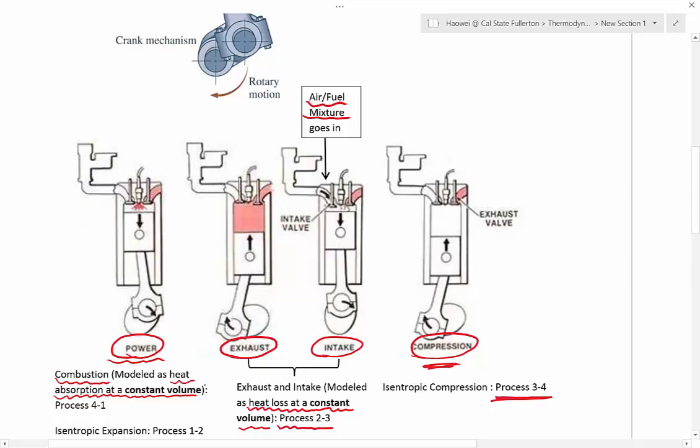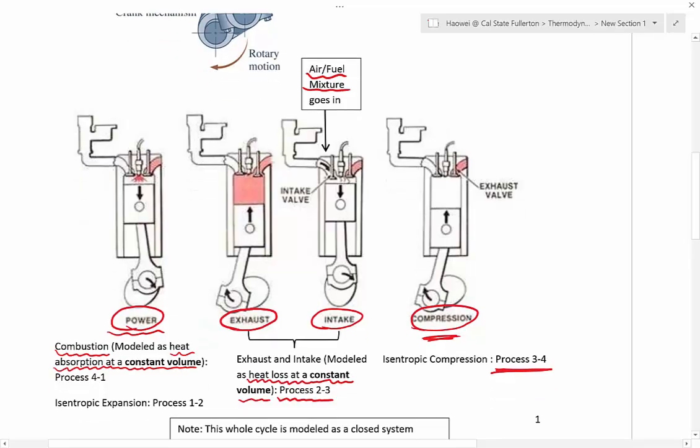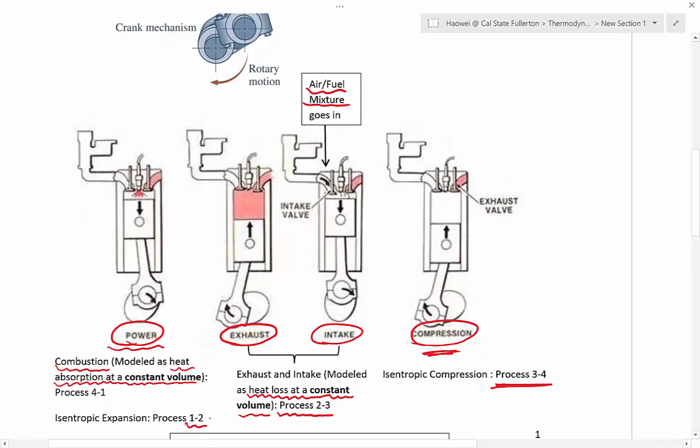It gives the piston no time to move at all, so combustion completes in no time. There's no change in volume. And then after the combustion happens, which is process 4-1, what is going to happen is the expansion, and we call it process 1-2. It's isentropic expansion.